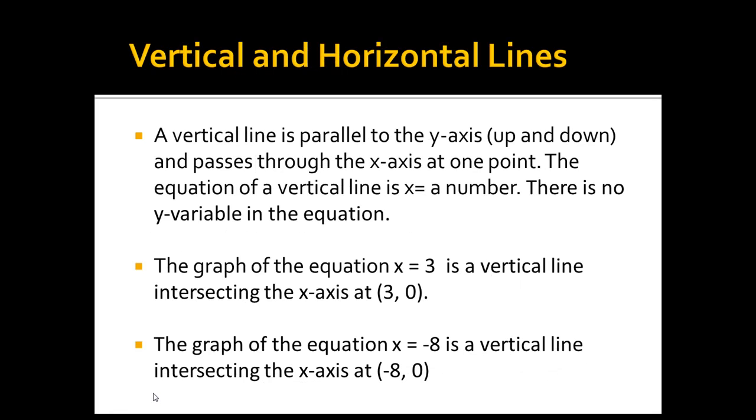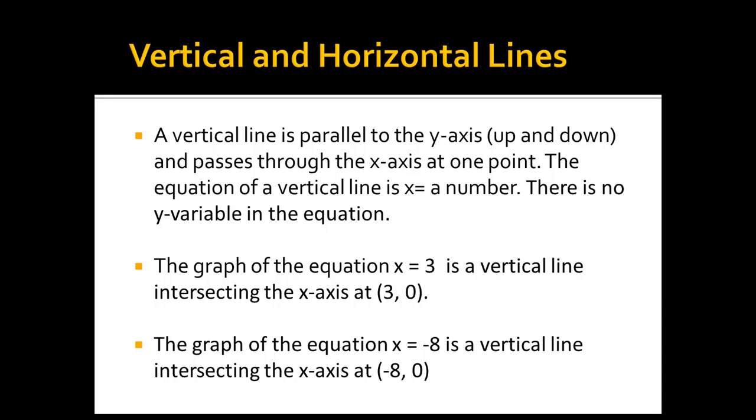Alright, let's switch over and take a look at vertical and horizontal lines. A vertical line, you know what that is. It goes up and down. It's basically parallel to the y-axis. It's only passing through the x-axis at one point. But if you think about that point, it's significant because it's a vertical line. Every point on that line has the same x-coordinate. So the equation of a vertical line is just x equals a number, like x equals 3 or x equals 2.